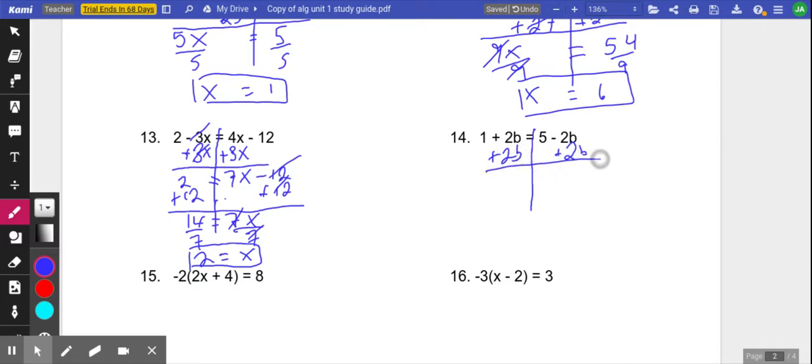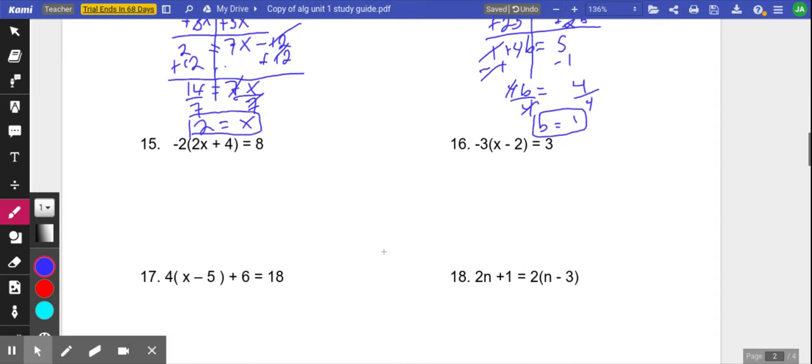So then on the left, I have 1 plus 4b equals 5. And those cancel out. All right, so then we want to get this 4b by itself. So I will get rid of this 1 by subtracting it on both sides. Then we have 4b equals 5 minus 1, which is 4. Then finally, to get the b alone, we have 4 times b, so I'm going to divide by 4 on both sides. And then we have b equals 1.